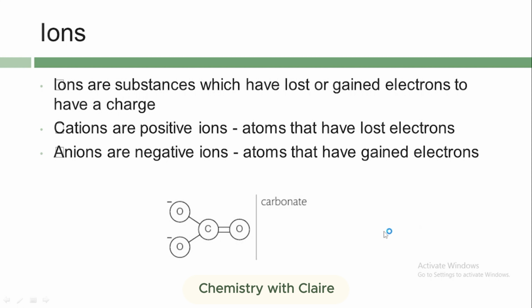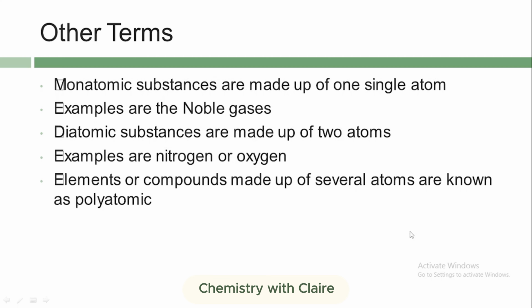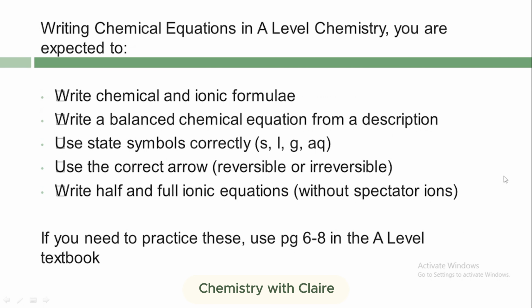Ions will have a charge. Positive ions are called cations and negative ions are called anions, and we can see an example here of the carbonate ion. So these are a few terms that you need to know. We already talked about diatomic, made up of two atoms. If it's monoatomic, it only has one atom. And if it's polyatomic, as the name suggests, poly means many, so it has many atoms.